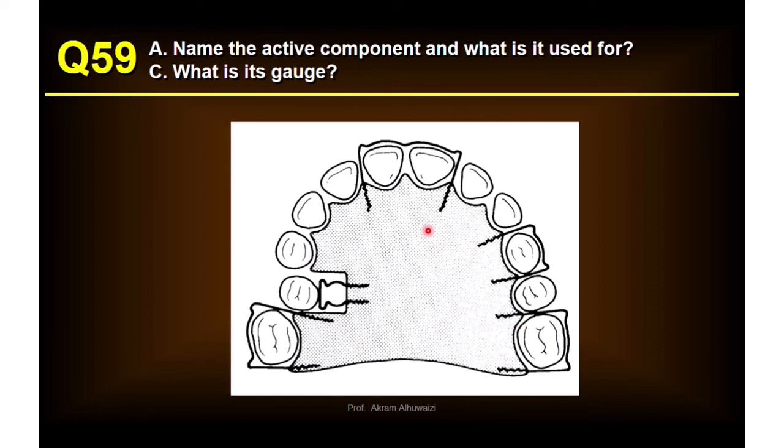Name the active component and what it is used for. The active component is a T-spring and it is used to push the premolar buccally. What is its gauge? The gauge is 0.5 mm stainless steel or 24 gauge wire.